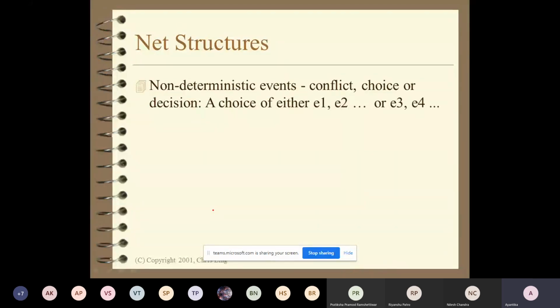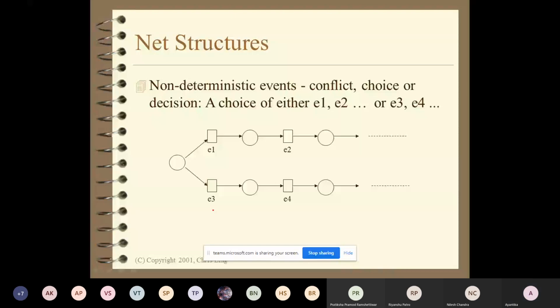So there can be non-deterministic events, and how to model them can be made clear when we are considering these Petri nets.